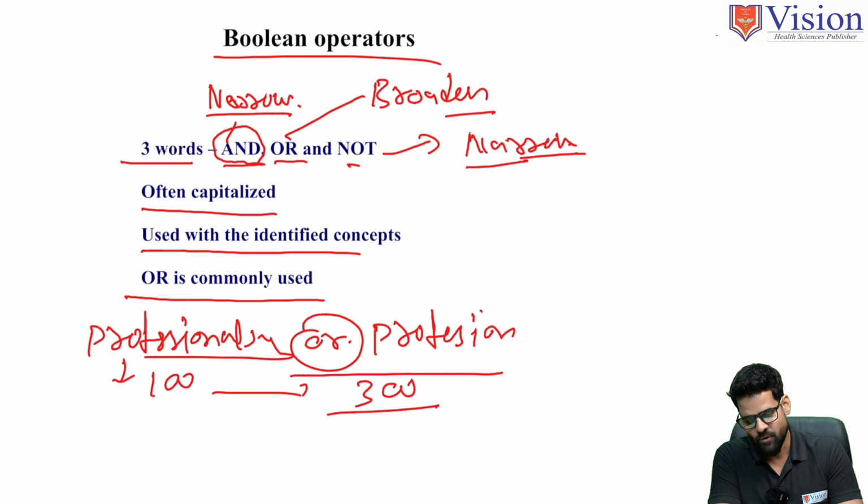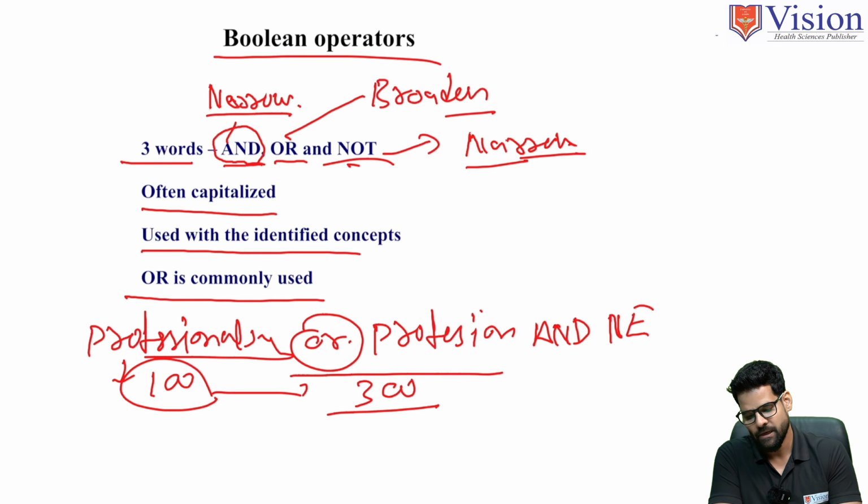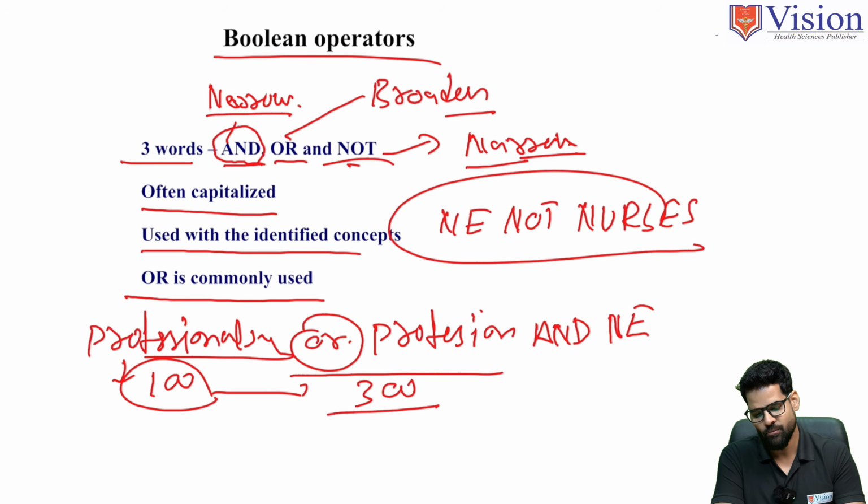Like for example, when I say professionalism, then AND nurse educators. Now this 100 will reduce to a significant number. Okay, NOT. Like for example, if I say nurse educator, NOT nurses. So this will again narrow my search.